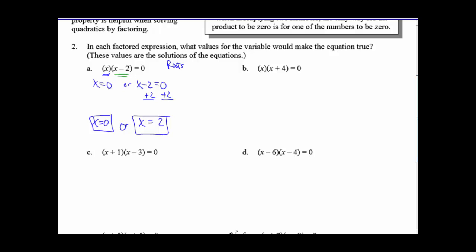If we plug in 2 for x, we should get 0. Let's plug in 0 first. You get 0 times 0 minus 2 should equal 0. 0 times negative 2 equals 0. Correct. If we plug in 2, we get 2 times 2 minus 2 equals 0. 2 times 0 equals 0. So both answers will become 0. All right, let's skip down.